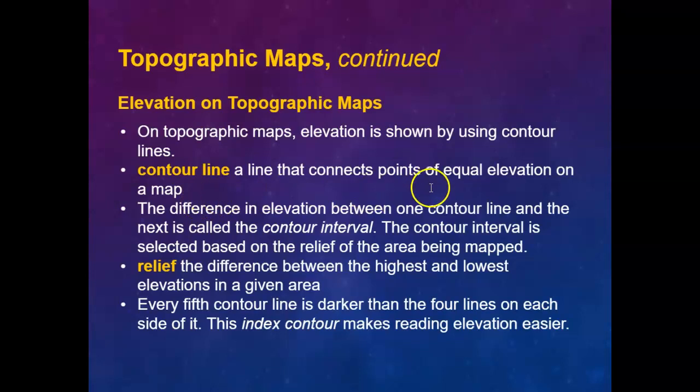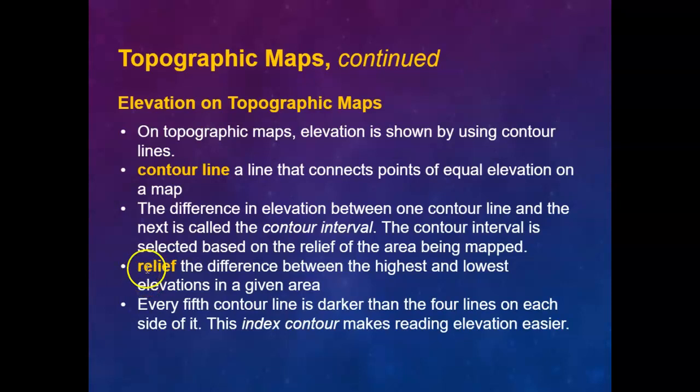So if a particular ridge line is all 500 feet above sea level, that ridge line is going to be outlined with a line that says, hey, it's 500 feet above sea level. And as it goes up, there's going to be a line above it that says 600, and a line above that that says 700. And typically, the farther apart the lines are, the flatter the area is. The closer the lines are together, the steeper an area is.